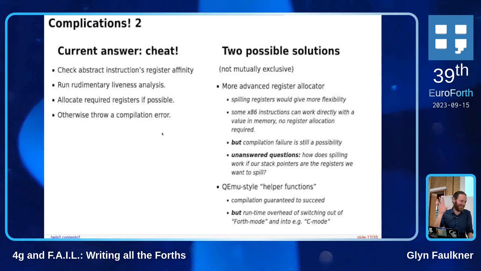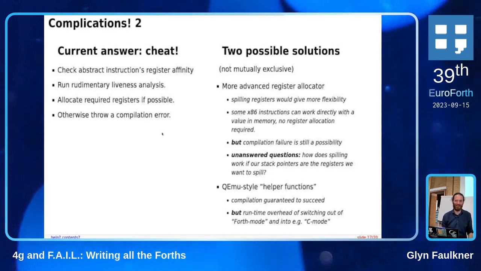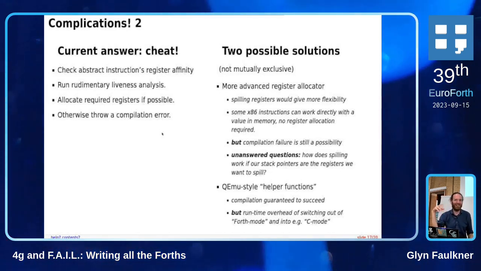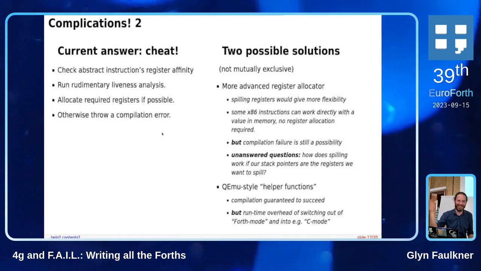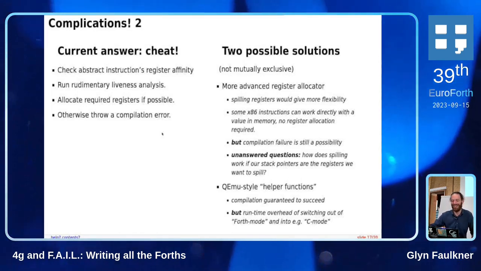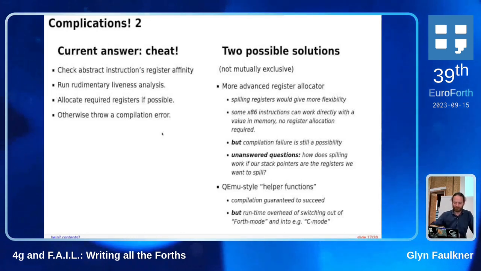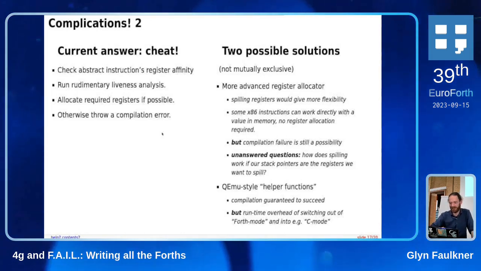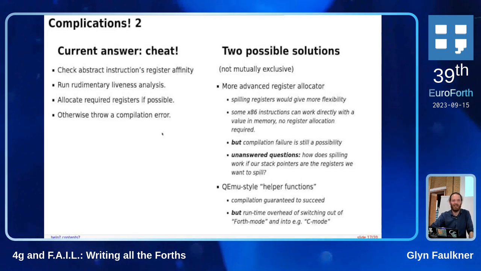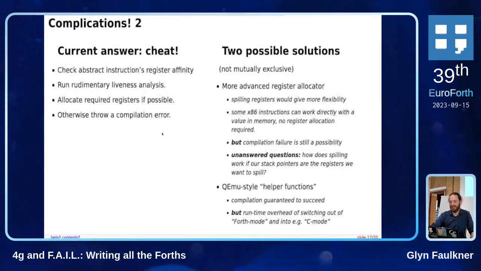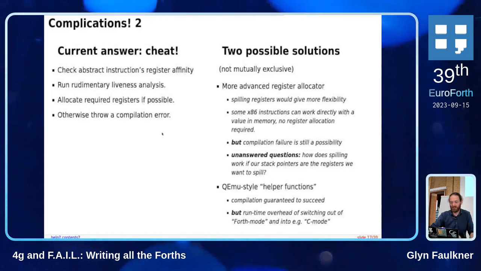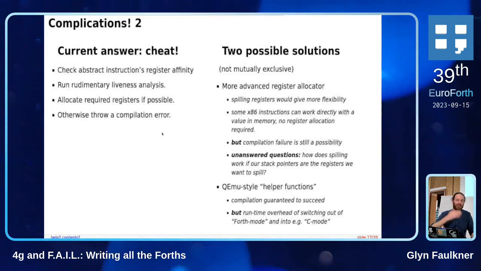My inner perfectionist wants this to work for arbitrary combinations of registers and memory assigned to Forth registers. So I'd like to fix that, and obviously a more advanced register allocator would help with that. There's no guarantee that you'd always be able to find one.